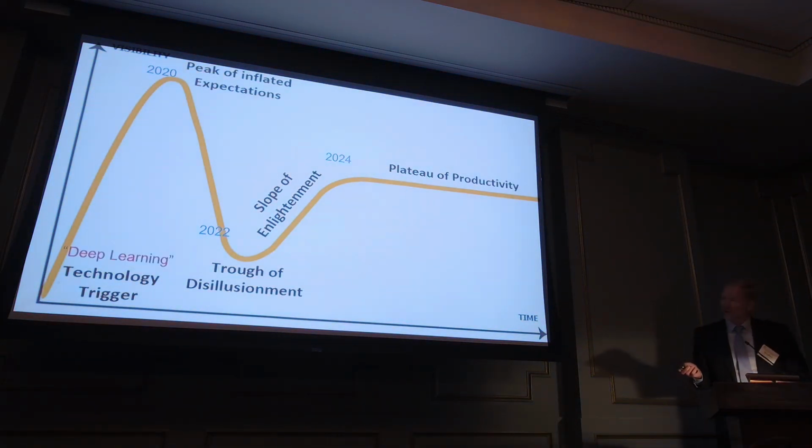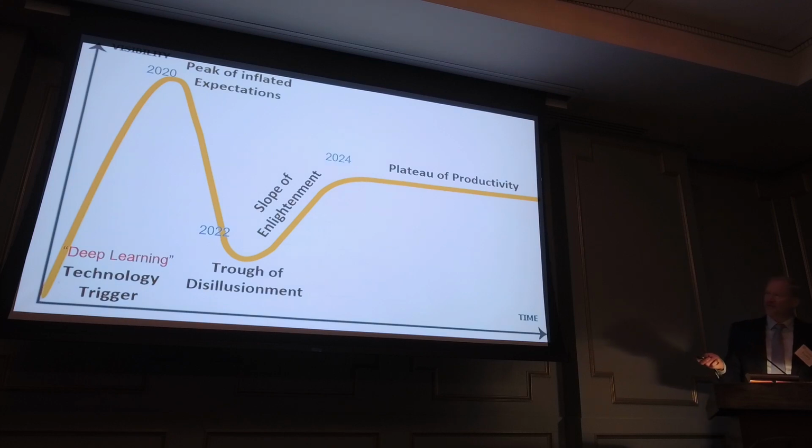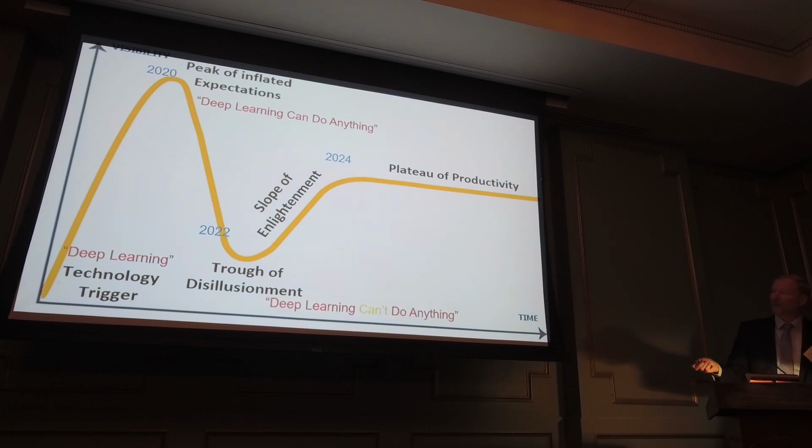So, there's this Gartner hype curve. And in the early days, Hinton was here, deep learning is this great new technology. Deep learning could do anything. Probably in the last couple of years, we've been kind of more in the deep learning can't do anything.